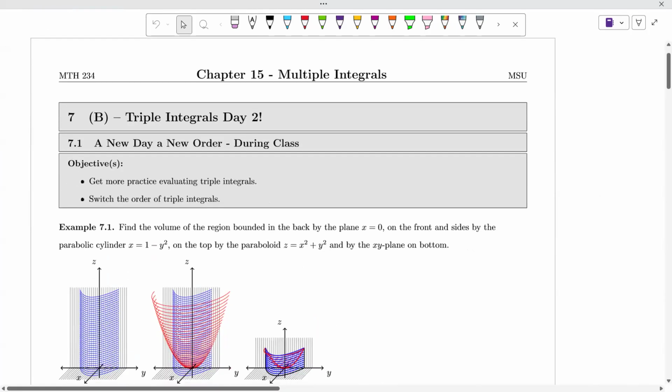Not a ton of warm up to do really. We just dive right into some examples. So let's go do that.